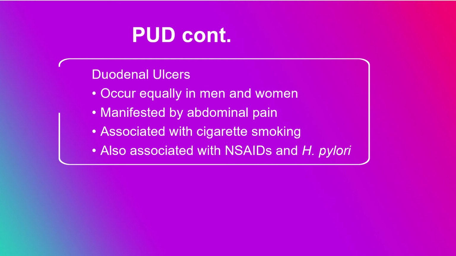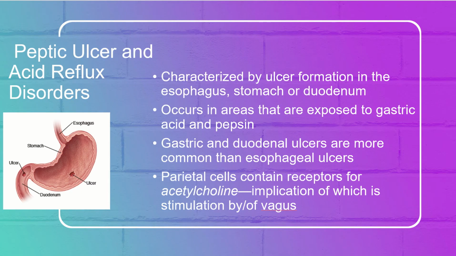So for duodenal ulcers, they occur equally in men and women. They're manifested by abdominal pain, they're associated with cigarette smoking, and they're also associated with NSAIDs and H. pylori.